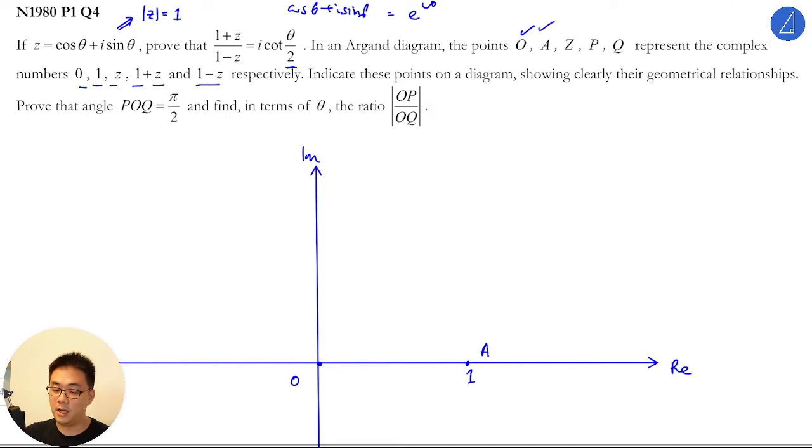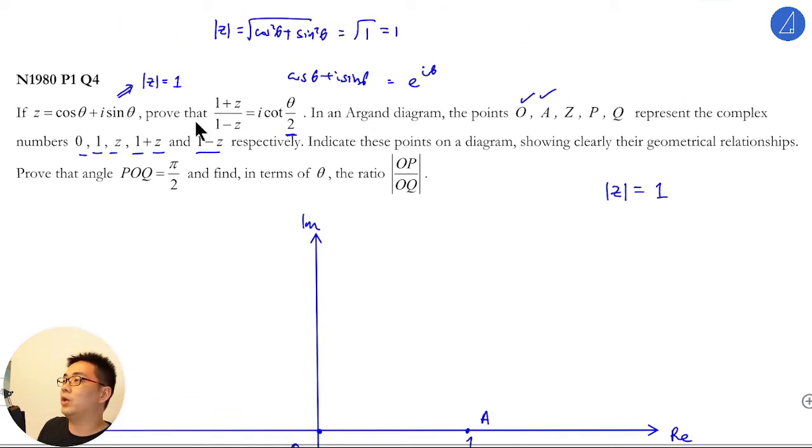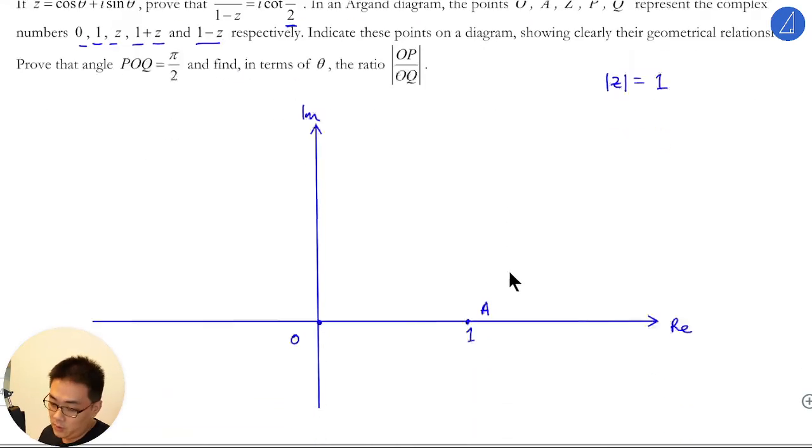Z, remember, the modulus of Z is what? 1. Now this is important. If at the start of a question you didn't identify that mod Z is 1, you messed up. You're going to pay big time for this part here. So just make sure you understand that mod Z is 1. So what does it mean?